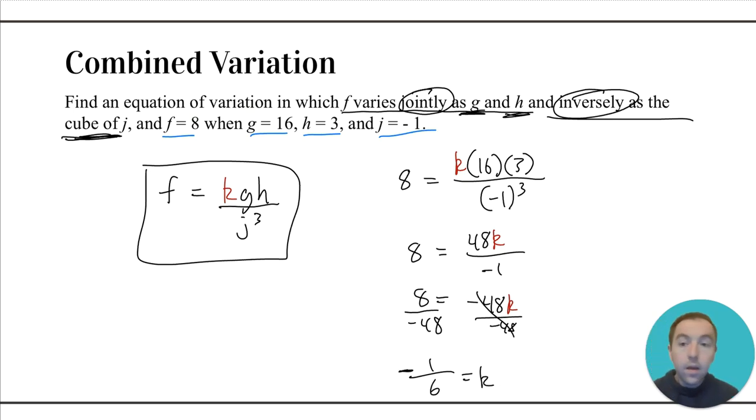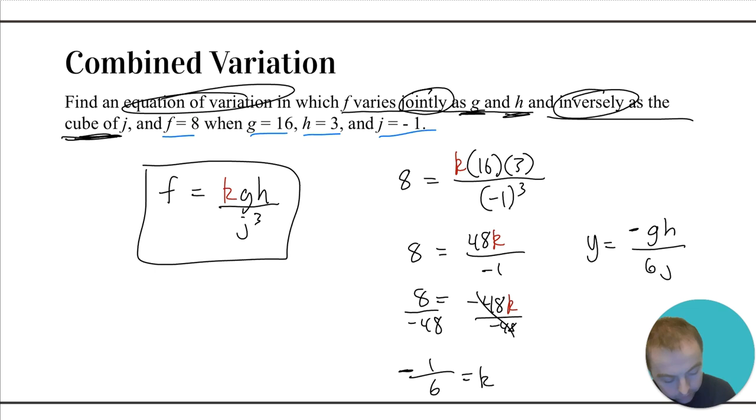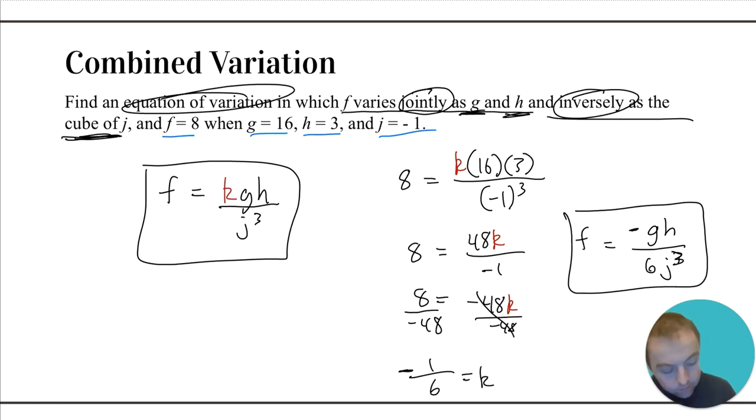So -1/6 is equal to k. Then for the equation of variation, it's going to be f equals -1/6, so really just negative gh over 6j cubed. That shouldn't be a y, I guess, because it said that f varied with everything. So that should be it.